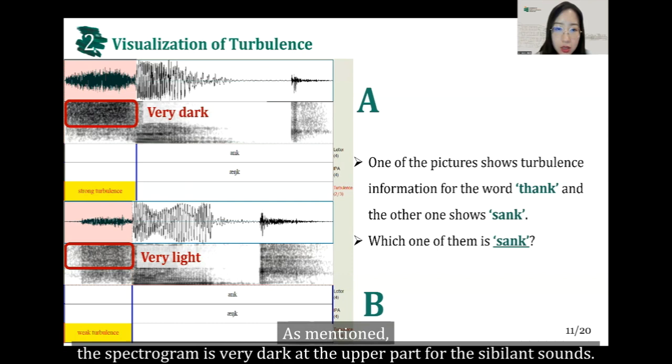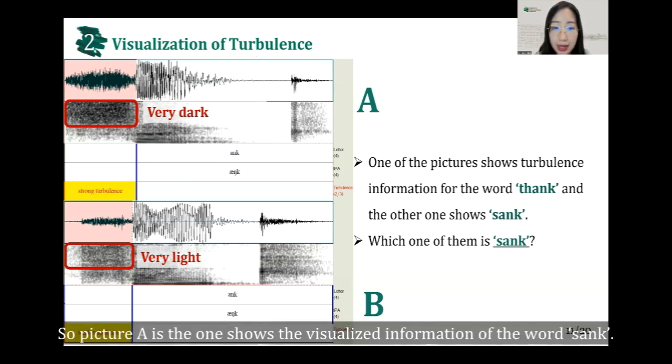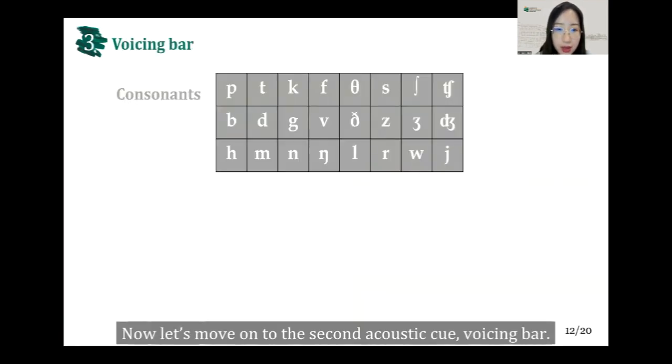As mentioned, the spectrogram is very dark at the upper part for the sibilant sounds. S is a sibilant sound, and the spectrogram is very dark at the upper part in picture A. So picture A is the one that shows the visualized information of the word think. Now let's move on to the second acoustic cue, voicing bar.